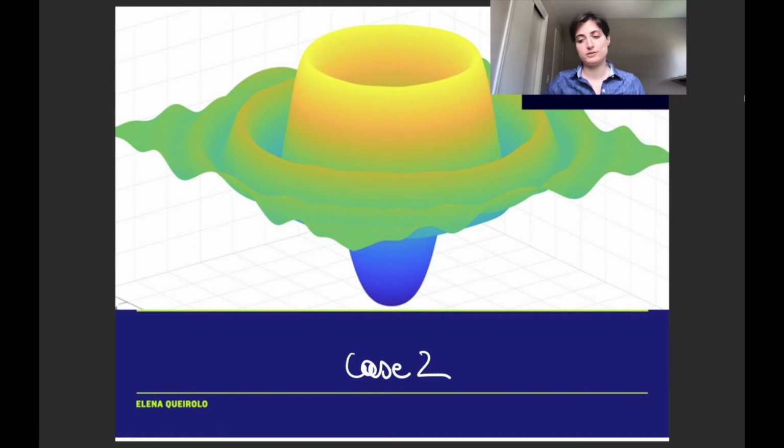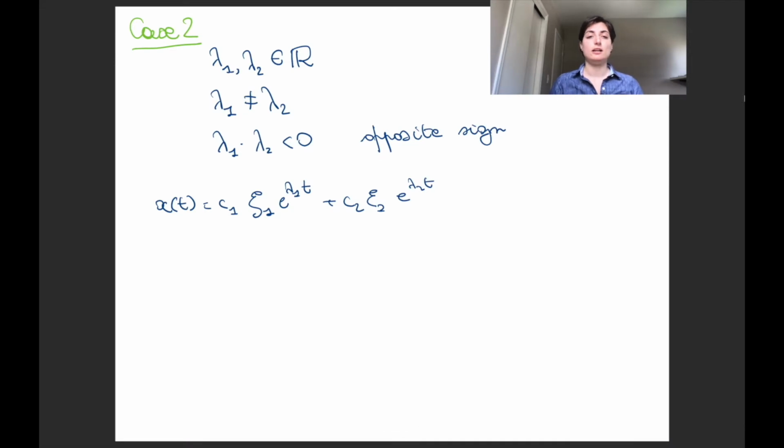The second case. We have first seen the case in which the two eigenvalues of our matrix are both either positive or negative. And now we're going to see if they have the opposite sign. So lambda 1 and lambda 2 are real, they're different, and their product is negative. If the product is negative, it means that one has a positive sign, one has a negative sign.